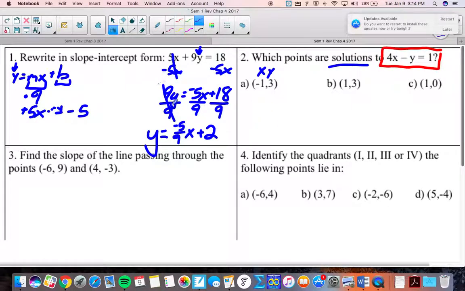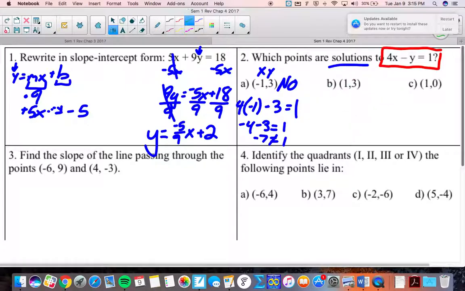So for option A, I'm going to take 4 times negative 1 and subtract 3 and see if it equals 1. Well, I get negative 4 minus 3. That's negative 7. That does not equal 1. So no, that is not a solution.